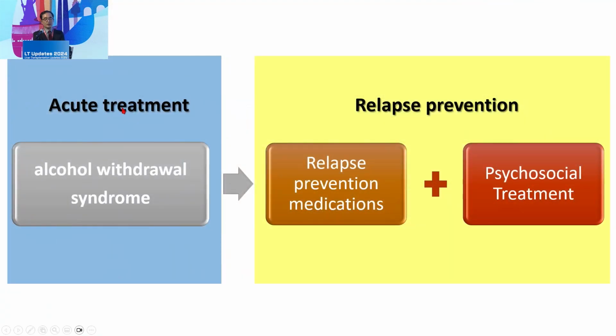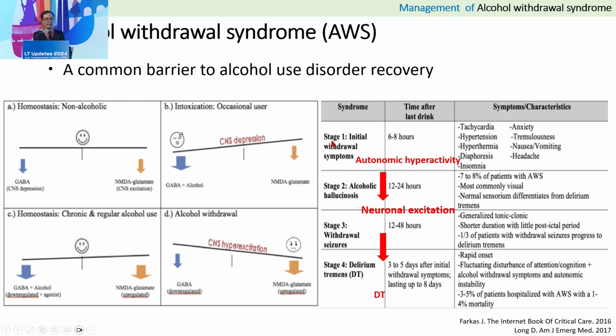The strategy for alcohol cessation begins with acute treatment for recovery from alcohol withdrawal syndrome. This is followed by relapse prevention through medication and psychosocial treatment to ensure long-term abstinence. Alcohol withdrawal syndrome, AWS, is a major barrier to recovery in alcohol use disorder. It progresses through stages from initial symptoms like autonomic hyperactivity to severe complications such as delirium tremens. Early intervention is critical to manage these symptoms effectively.